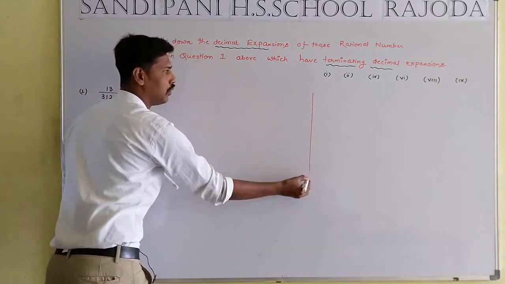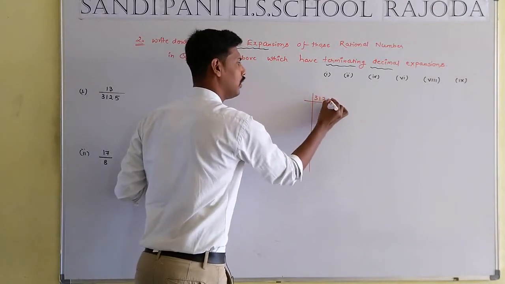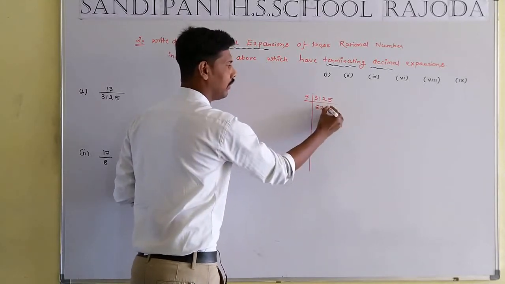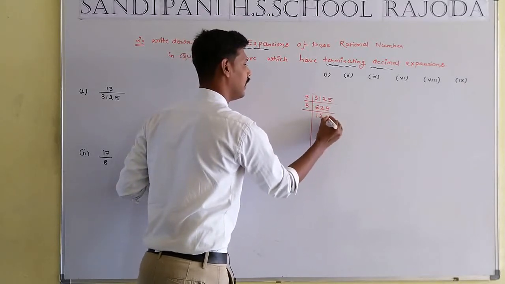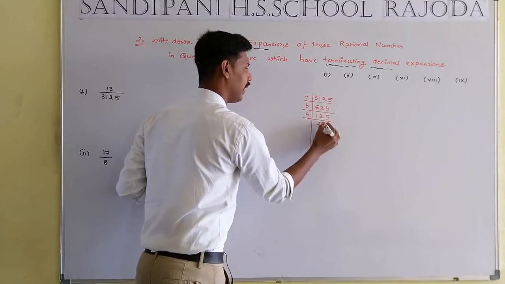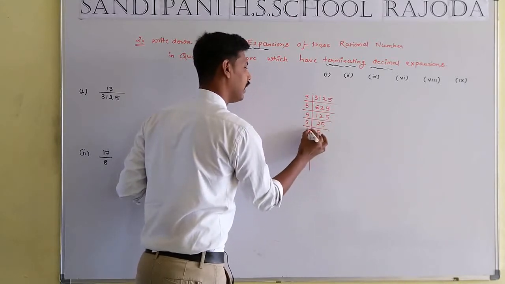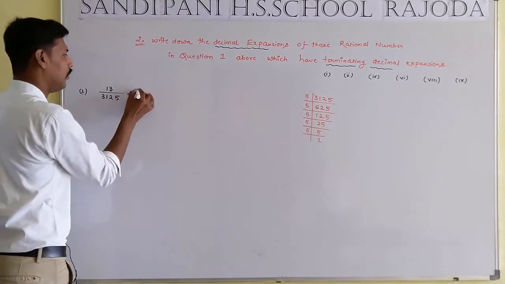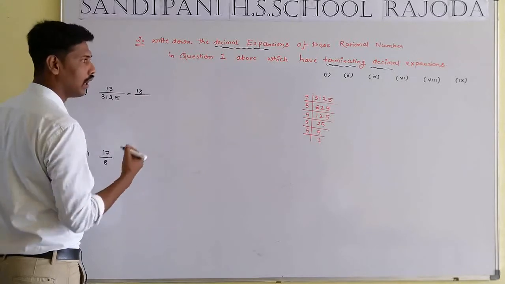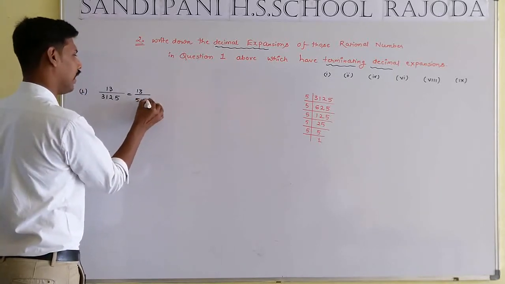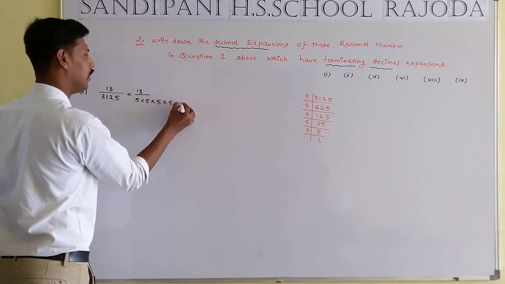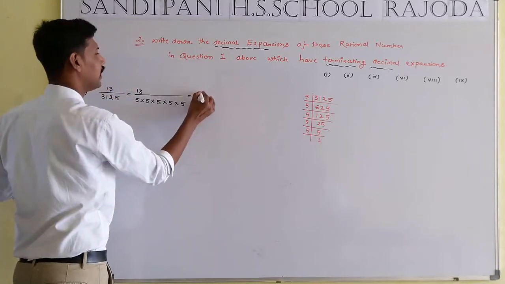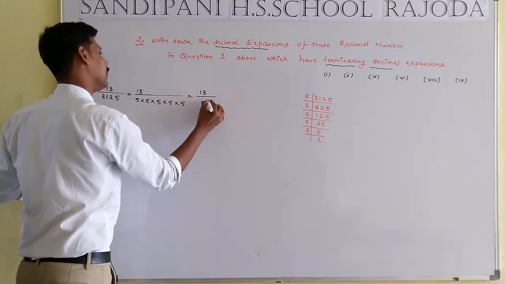13 and 3125. The factors of 3125: divide by 5. 5 sixes are 30, 5 twos are 10, 5 times 125 will be equivalent to 25, and 25 is 5 and 5. That means we can write it in the form 5 into 5 into 5 into 5 into 5. How many times 5? 1 2 3 4 5. It may be written in the form 5 to the power 5.